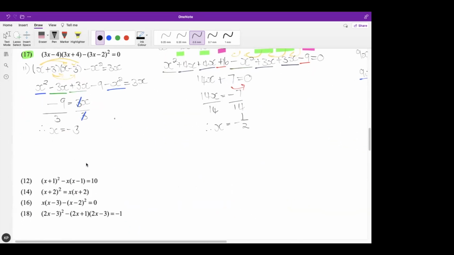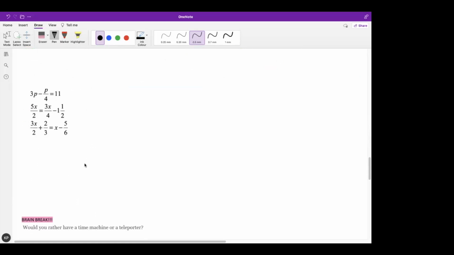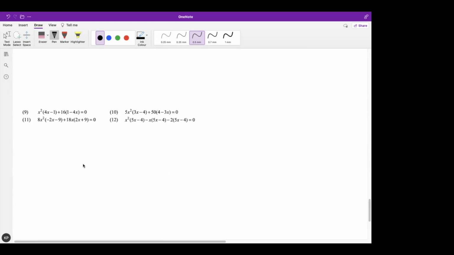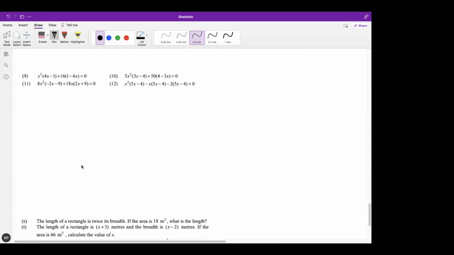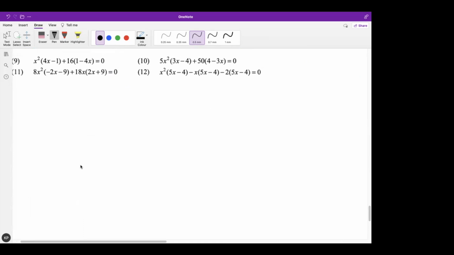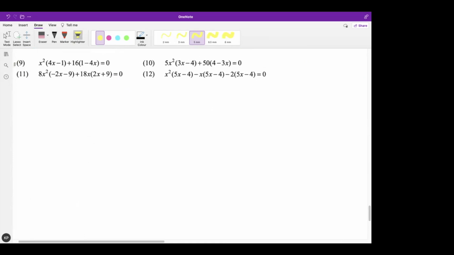Now, I want us to work with factors. We'll do exponents another day. Let's work with factors. Okay, I'm going to do 9 with you guys now. So I have x squared times 4x minus 1 plus 16 times 1 minus 4x.